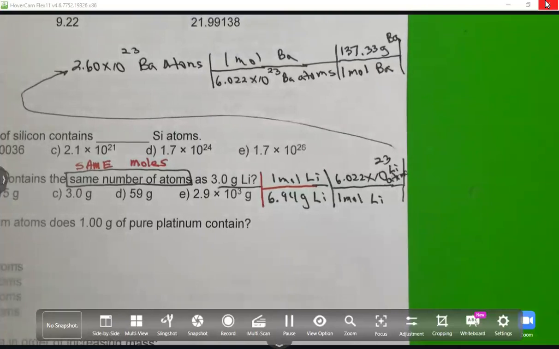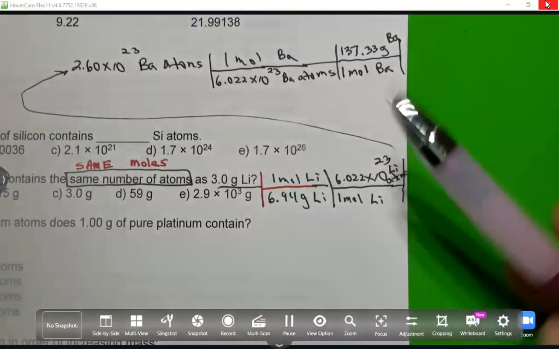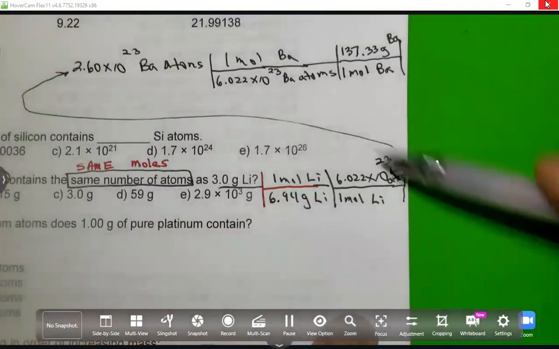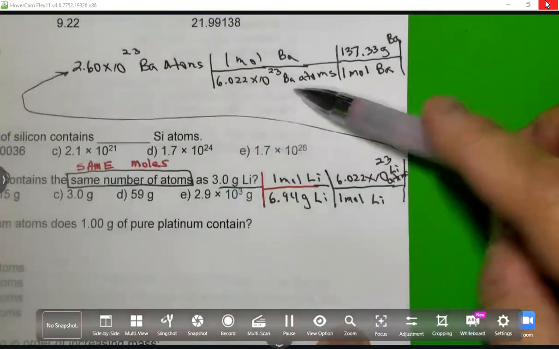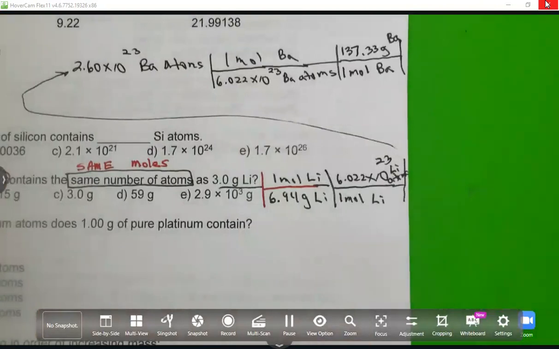But look, if I had this all in 1 row, the 6.022 is on top, here's on the bottom, right? Same number of atoms, same number of moles. So we could shorten this up. I wanted to show you, I wanted to solve it the way the question kind of asked.